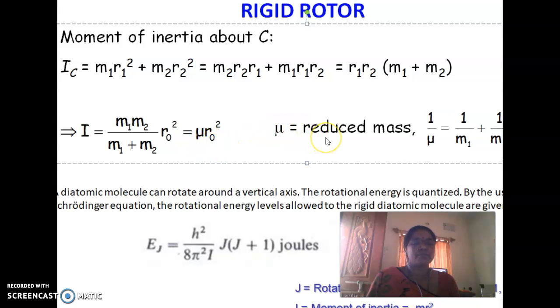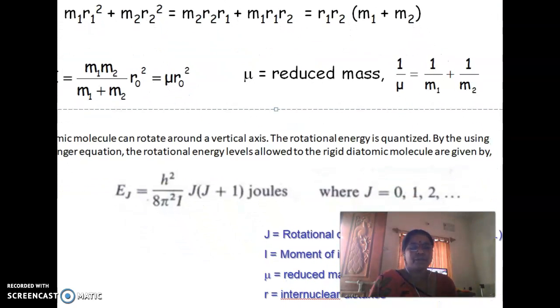What does this mu stand for? Mu stands for reduced mass. Okay? So a diatomic molecule can rotate around a vertical axis. The rotational energy is quantized. So by using Schrodinger equation, the rotational energy levels allowed to the rigid diatomic molecule are given by, just now only I said, epsilon j is equal to h square by 8 pi square I into j of j plus 1. This is in terms of joules. I have explained in terms of wave number also. So j is the rotational quantum number.